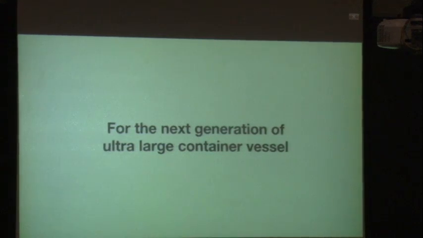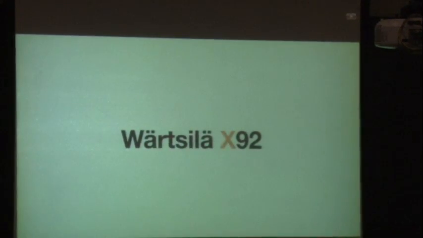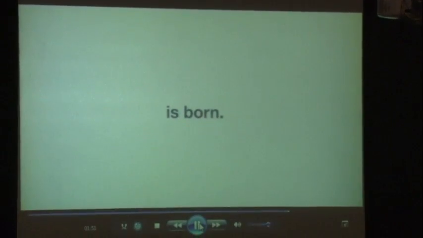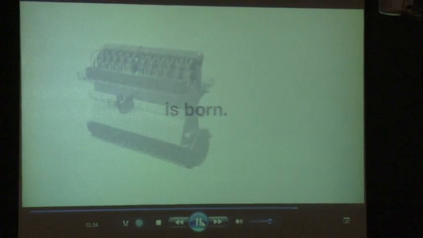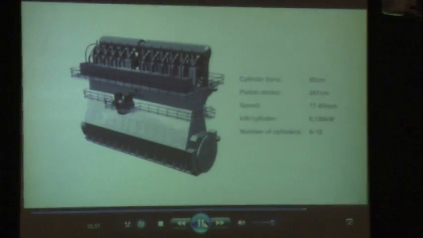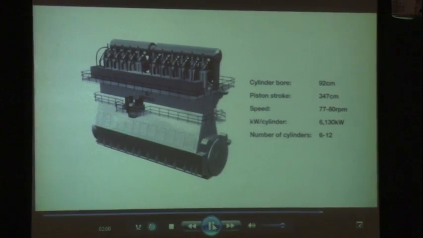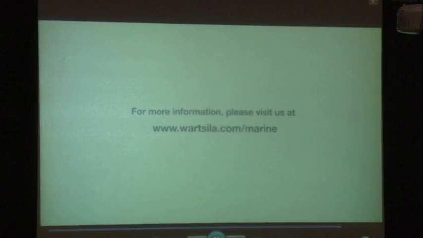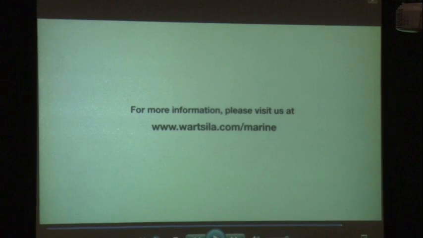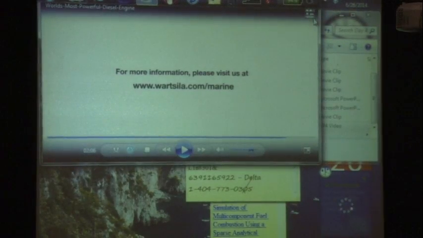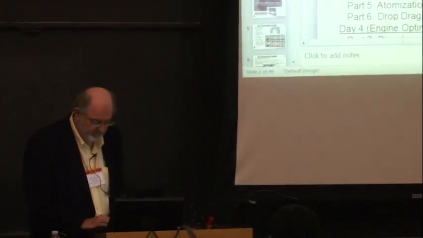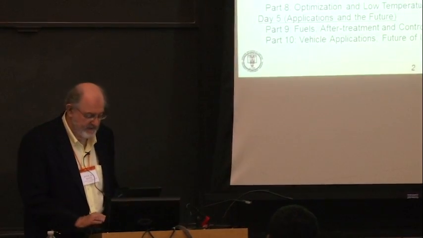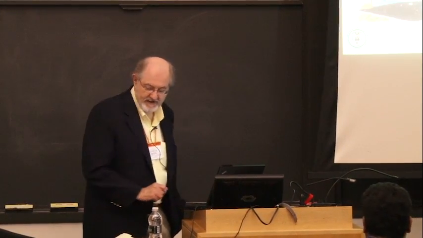So isn't that amazing? What's the RPM? 70 RPM. I beg your pardon? 77 RPM is the engine speed. Okay. So that's just to help motivate today a little bit. We're talking about diesels. Diesel combustion, okay? And then, as I mentioned, SI engines as well.